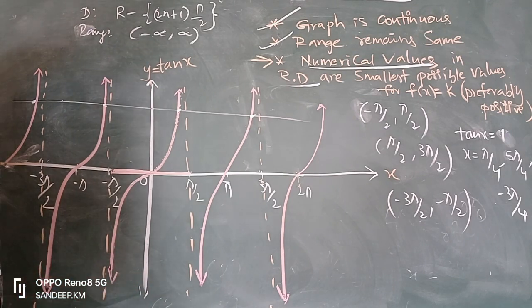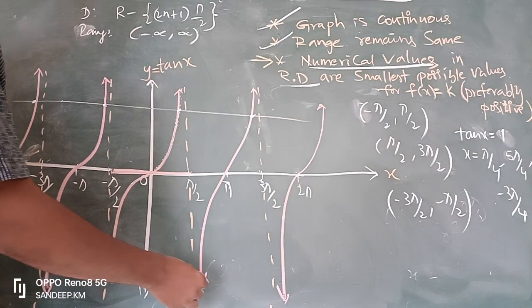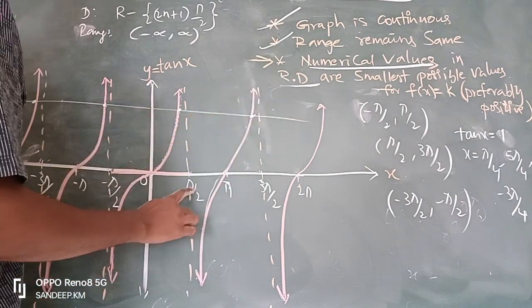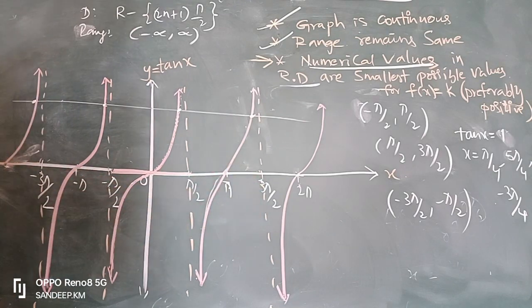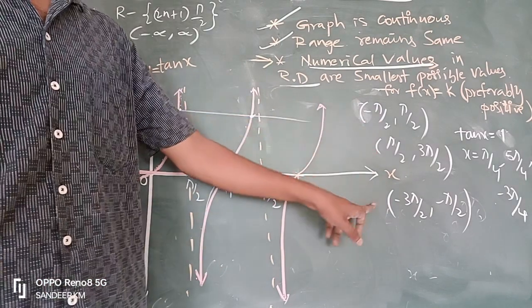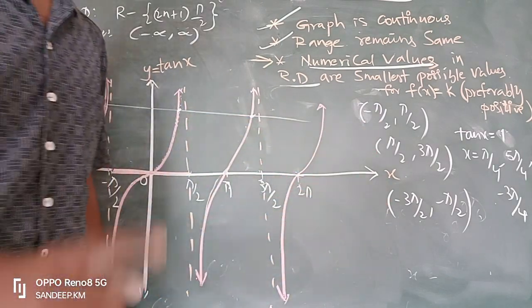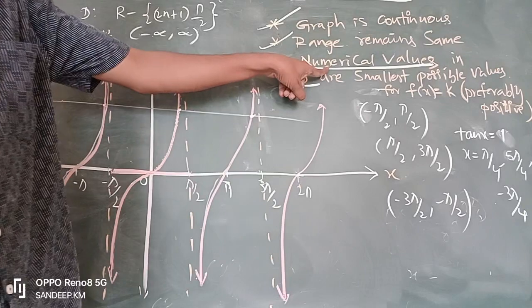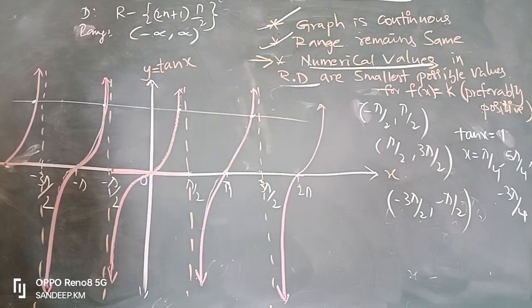Similarly, the output of y equals tan x changes from minus infinity to plus infinity even for the inputs between pi by 2 and 3 pi by 2. And also for the inputs between minus 3 pi by 2 and minus pi by 2, the output of tan x changes from minus infinity to plus infinity. I have given you some restricted domains in which we are going to choose only one. Which one? The one which gives us numerically smallest values.